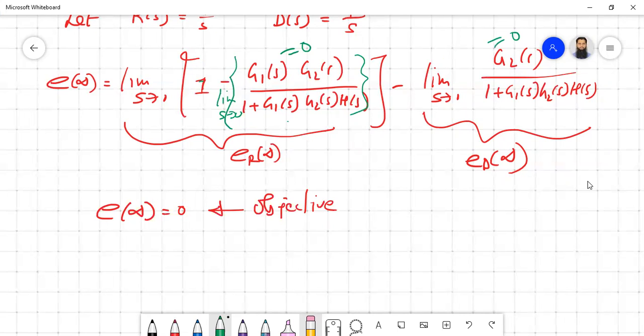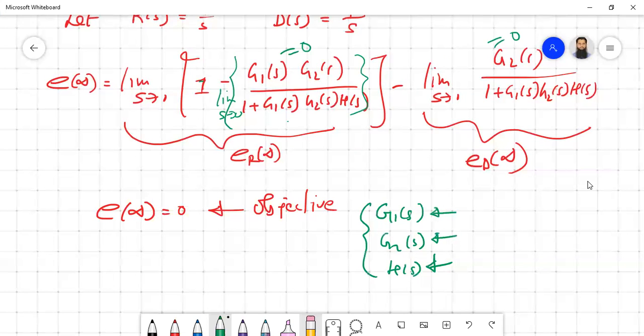Now, based on these two criteria, we have to derive what the type of each of the blocks should be. What should be the type of G1(s)? What should be the type of G2(s)? And what should be the type of H(s)? We know that system type is related to our steady state error.